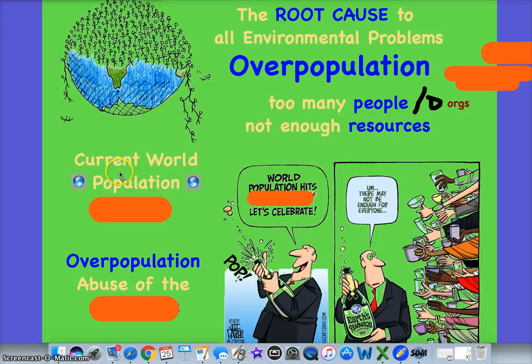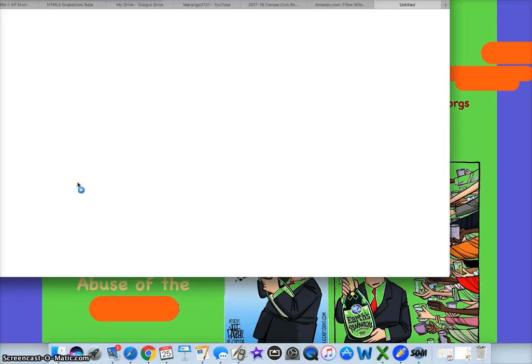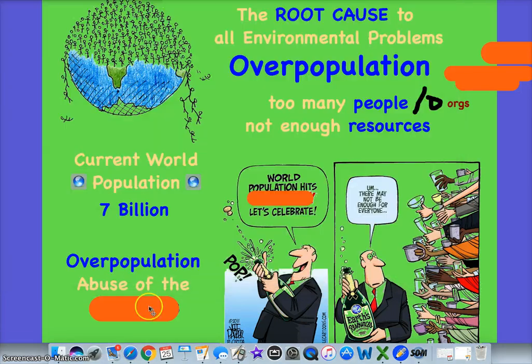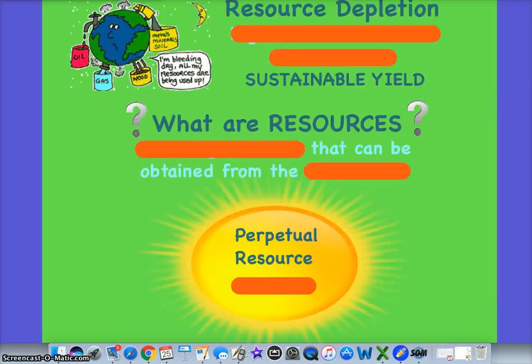Anybody know what our current world population is? AP test question. Over 7 billion. I'll take this clock right here and it'll take us to the current world population right now. And it is over 7 billion. And it's growing rapidly, right? Remember, that leads to abuse of resources, and that's what we're going to talk about next. The population is almost at 7.5 billion already, so that answer changes all the time.